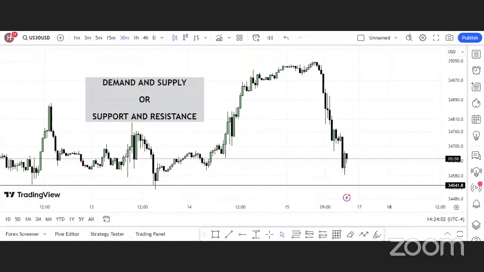Our support definition is: support occurs where a downtrend is expected to pause due to a concentration of demand. Where a downtrend is expected to pause, that is support. So look at this market right now. This is a downtrend, and it's pausing here. Why is it pausing? It's pausing because there's a support around this area.